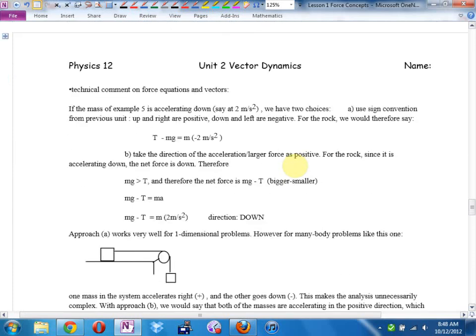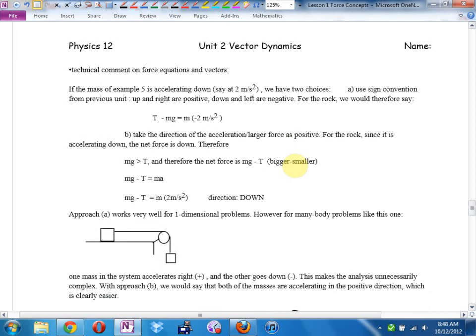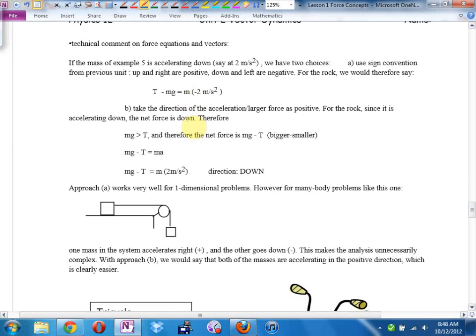If the mass of example 5 is accelerating down, say 2 meters per second squared, we have two choices. You could, if you want to, use the sign convention from last unit and say up is always positive, down is always negative, left is always negative, right is always positive. And we could write it this way: tension minus mg equals a negative. You know what? I'm not a big fan of always letting down be negative.